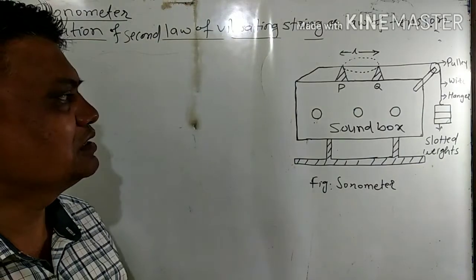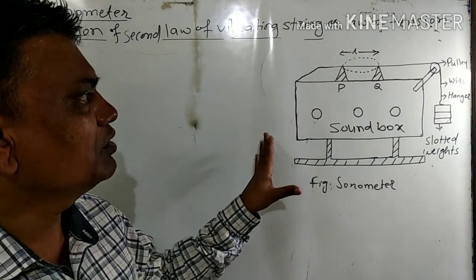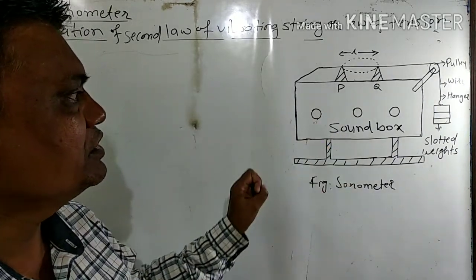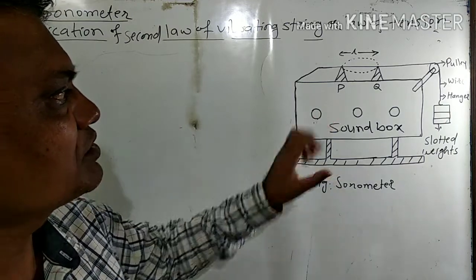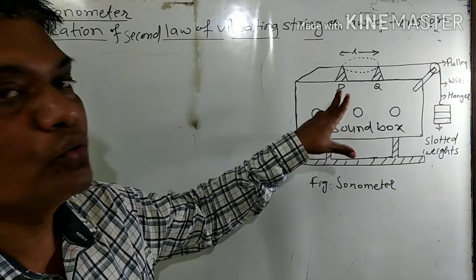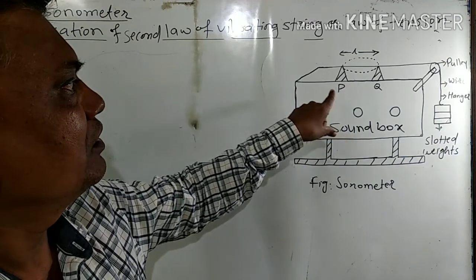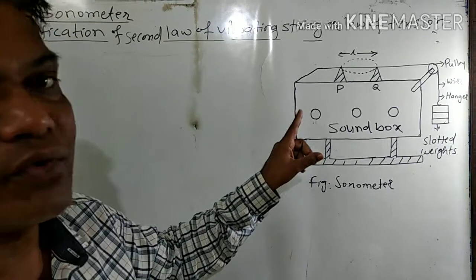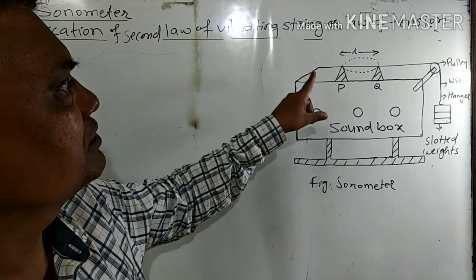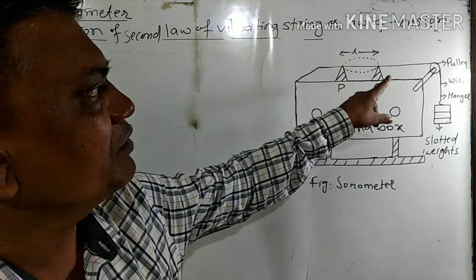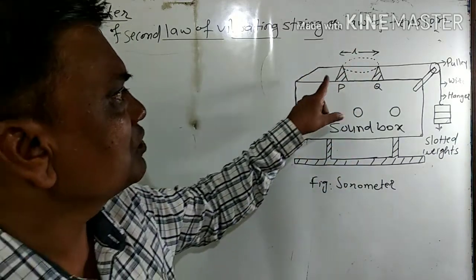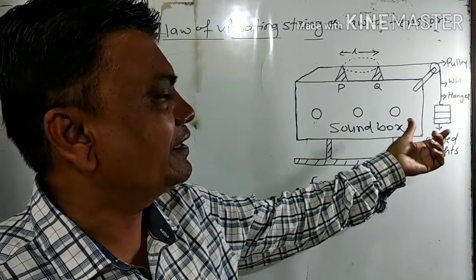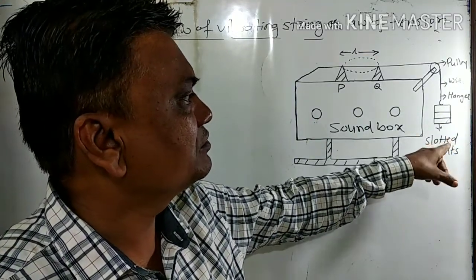This sonometer consists of a rectangular wooden box having 2 or 3 holes. This wooden box is called a sound box. On this box there are 2 bridges, and we have taken a metal wire of uniform cross section which is fixed at one end. The other end of the wire passes over the bridges and a pulley, and at the free end we hang a hanger and attach weights to that hanger.